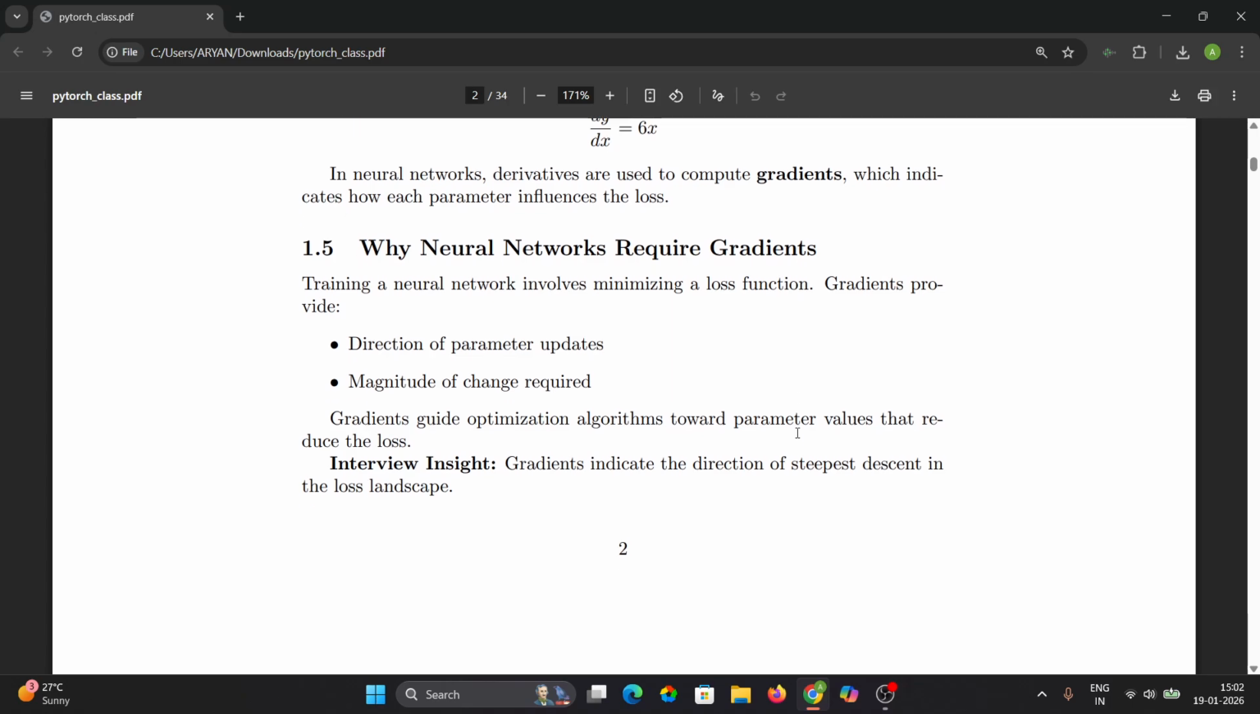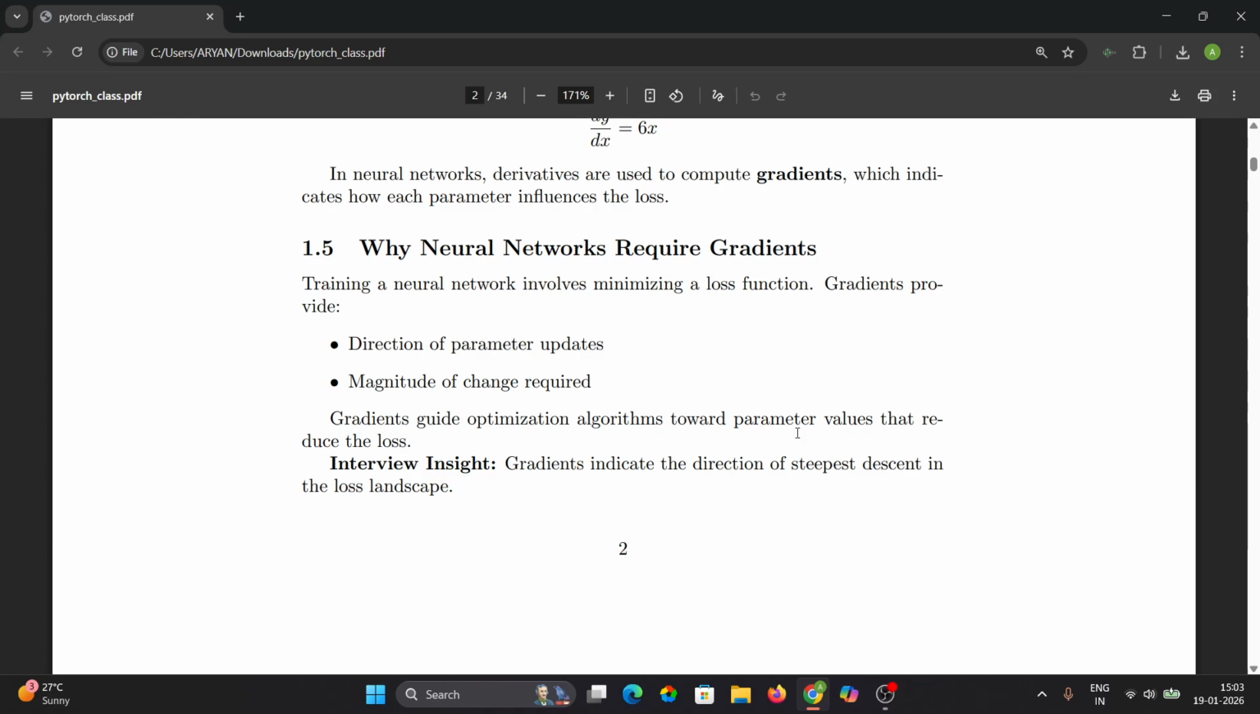Why does a neural network require gradients? Training a neural network involves minimizing a loss function. Gradients provide the direction per parameter update and the magnitude of change required. So why do we need a gradient? While training a neural network, we start with a random weight, but we need a correct weight which minimizes our loss. With a random weight we find our y and try to find the loss. Now our objective is to minimize the loss function. So to minimize it, we need to update the weight and get a correct weight. That's why the gradient is used to provide the direction of parameter update.